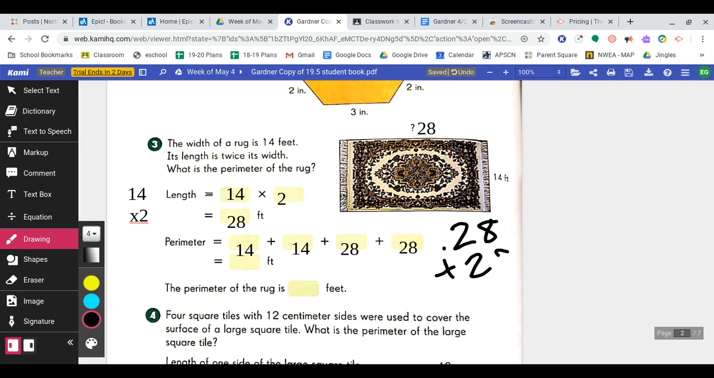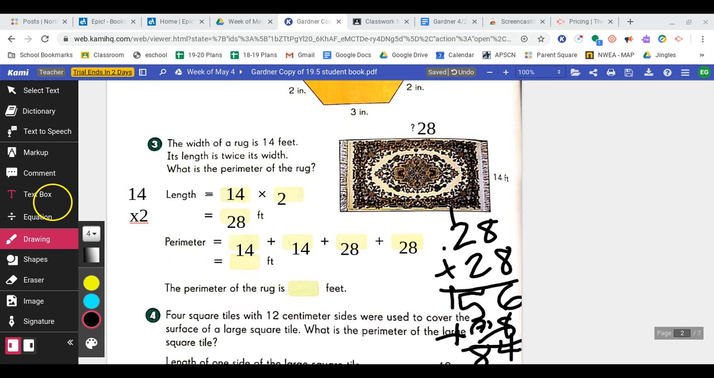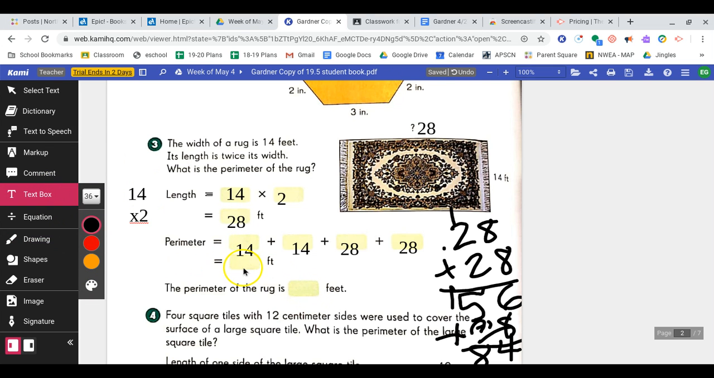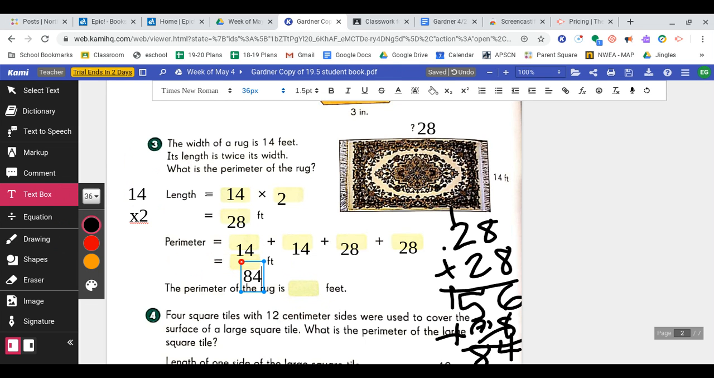28 plus 28. 8 plus 8 is 16. We regroup, put the 1 in the tens place. 1 plus 2 plus 2 is 5, so 56. Plus we're going to add 2 groups of 14, which we already know is 28. So we'll add on that 28. 6 plus 8 is 14. 5 plus 2 plus 1 that we're regrouping is equal to 8. Okay, so our final answer here is, for the perimeter, 84 feet. So the perimeter of the rug is 84 feet.